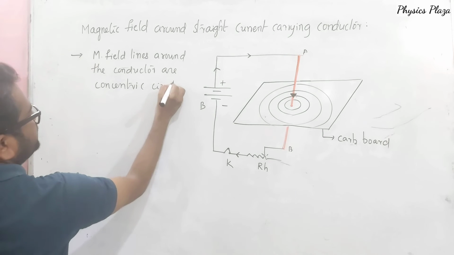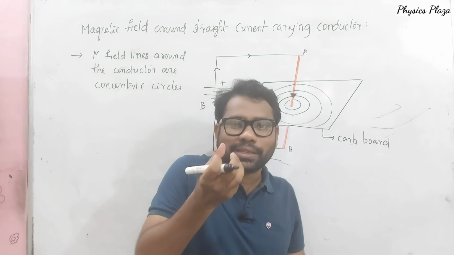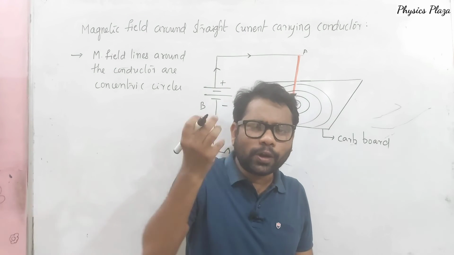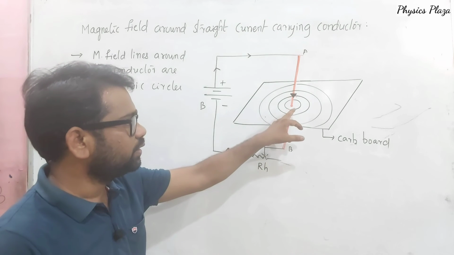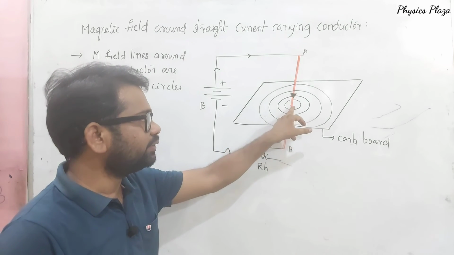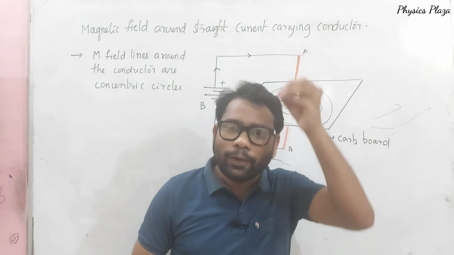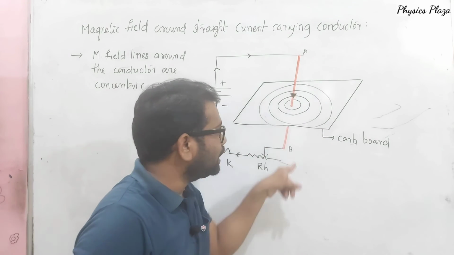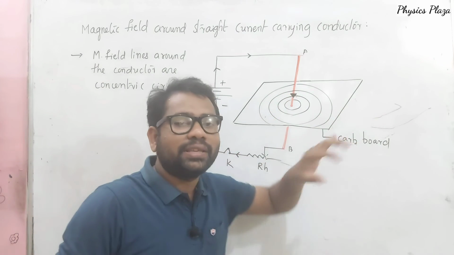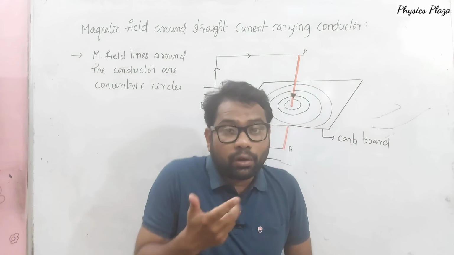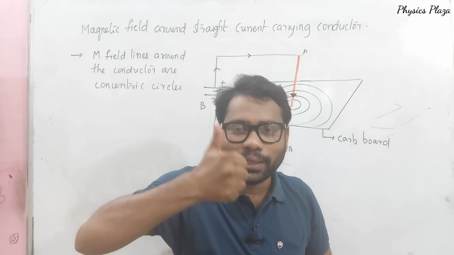Children, what are concentric circles here? The circles which have the same center, a common center. For all circles, the center is common only. Now you can notice the center is here only. Means the center of all circles is lying on the axis, on the current carrying conductor only. But in which direction the magnetic field is, is very important. How can we find that out? By using the right hand thumb rule.